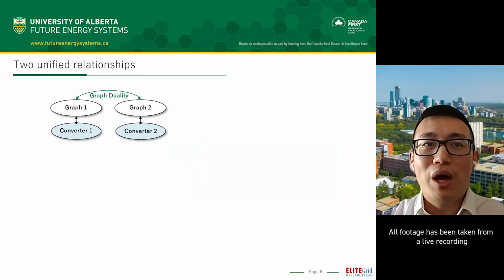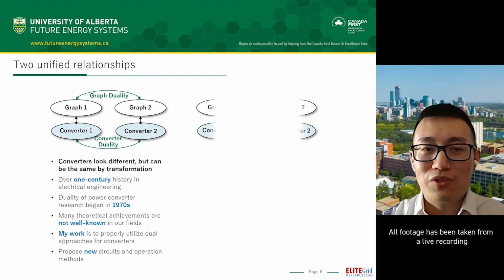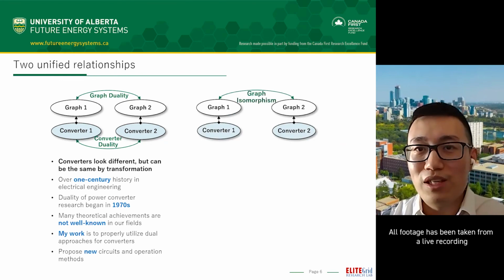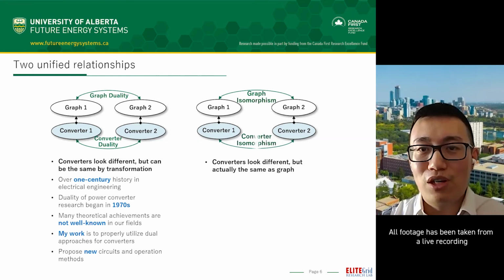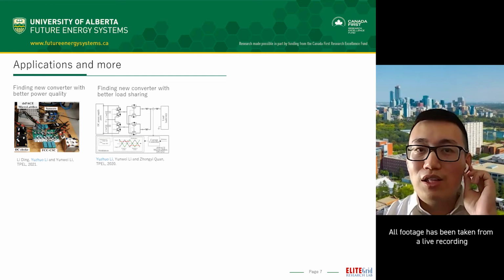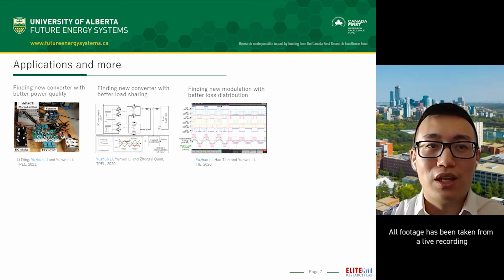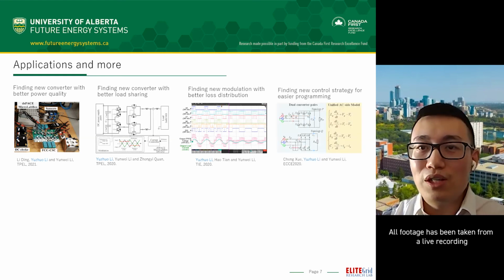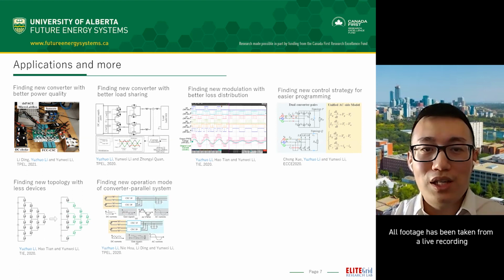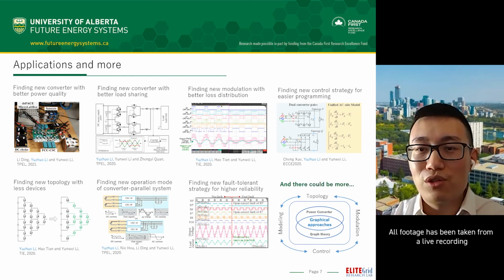My work specifically introduces two relationships. One is graph duality, and it's very useful. We can skip some details here; I'm afraid there's no time for the details. Another one is called graph isomorphism. If you are interested, you can find out more. By introducing these two relationships, we can achieve a lot of different works: finding new converters, new modulations, new topologies, new operation modes, and even new control strategies. And there could be more.